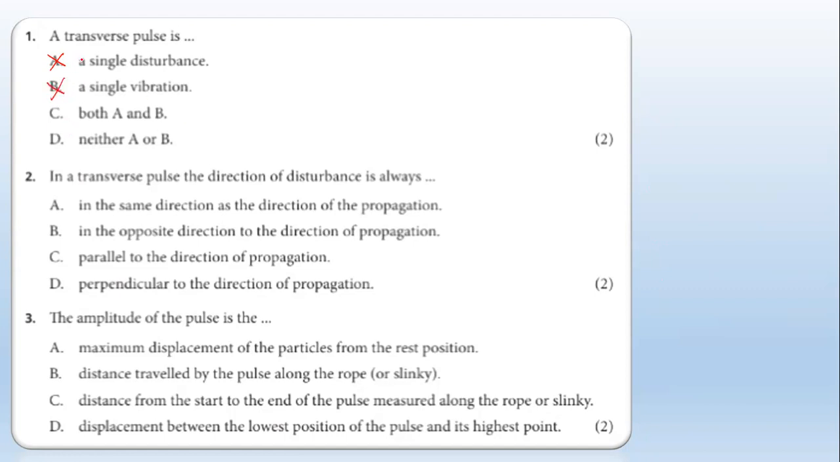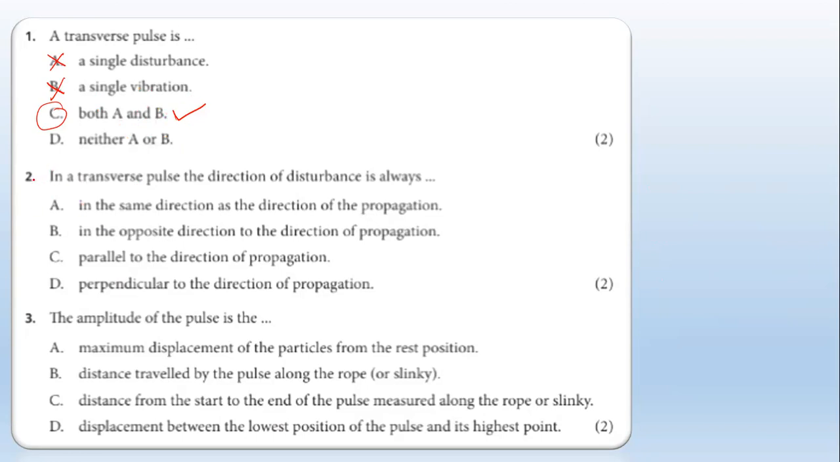But number C says a transverse pulse is both A and B. It is actually true, meaning in this case, the correct answer will be option C. Why? Because a transverse pulse is a vibration and a single disturbance, and this vibration will cause the particles of the medium to act perpendicular to the movement of the pulse. So the correct option over here will be C, and therefore this will most definitely be out.